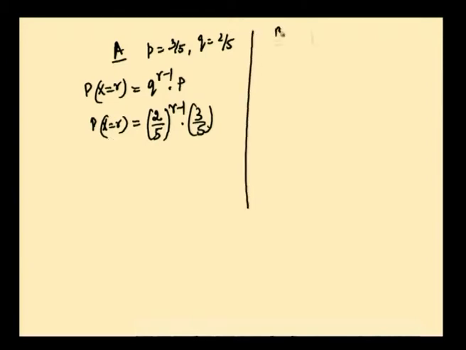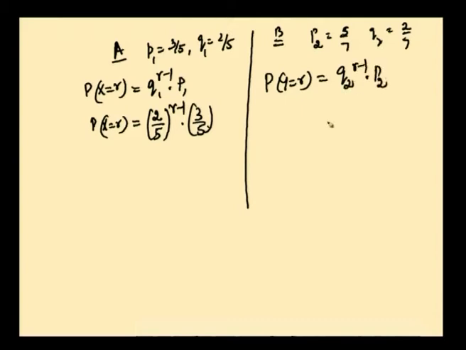Similarly, for B, if you want you can have it as P2 and Q2, where P2 here is 5 by 7. Now, Q2 is equal to 2 by 7, 1 minus 5 by 7. P of y equal to r is equal to Q2 power r minus 1 into P2, which is 2 by 7 whole power r minus 1 into 5 by 7.